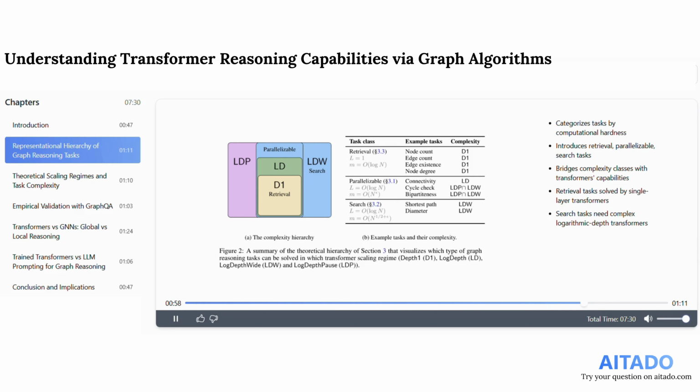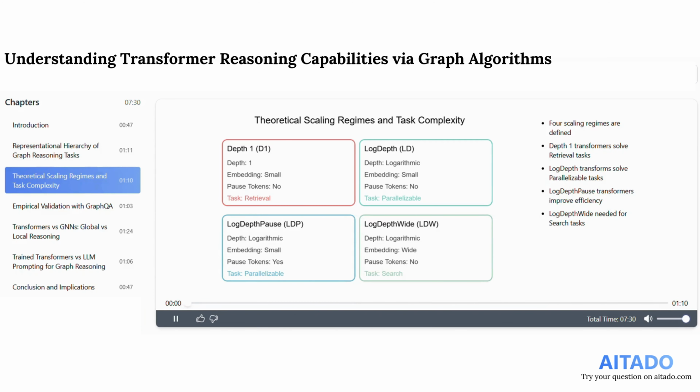This classification bridges theoretical complexity classes with the practical limitations and capabilities of transformers, enabling a structured approach to understanding their practical application in graph reasoning. The exploration continues with a detailed look at the theoretical scaling regimes for transformers and their alignment with task complexity.